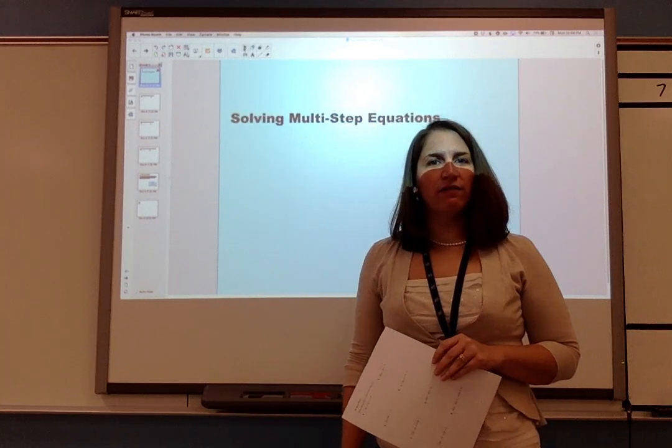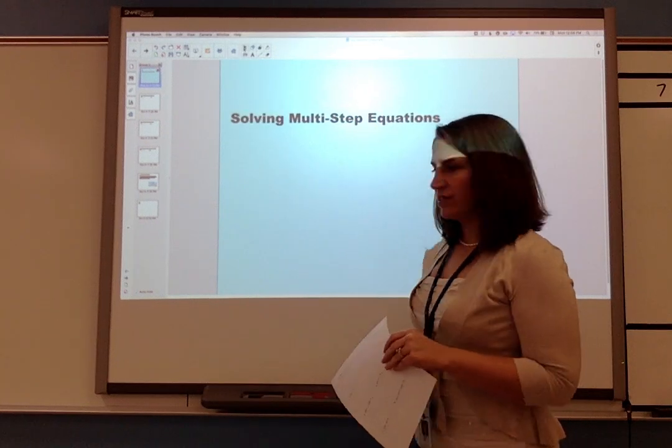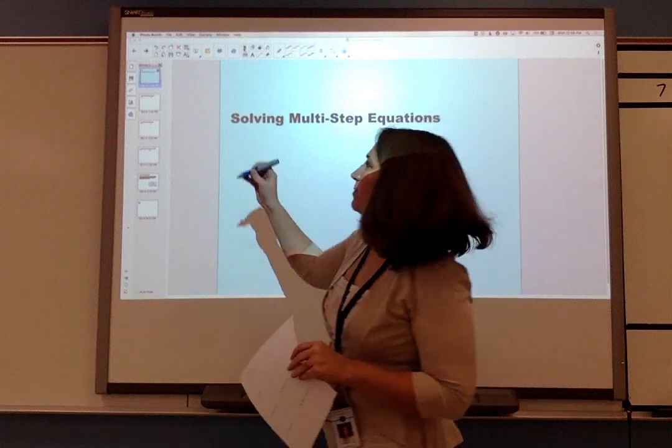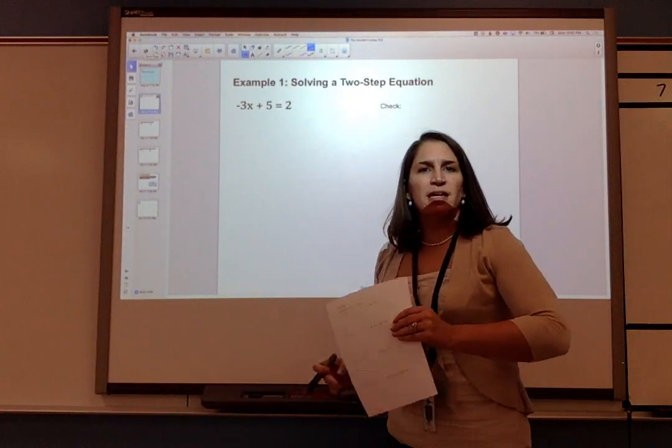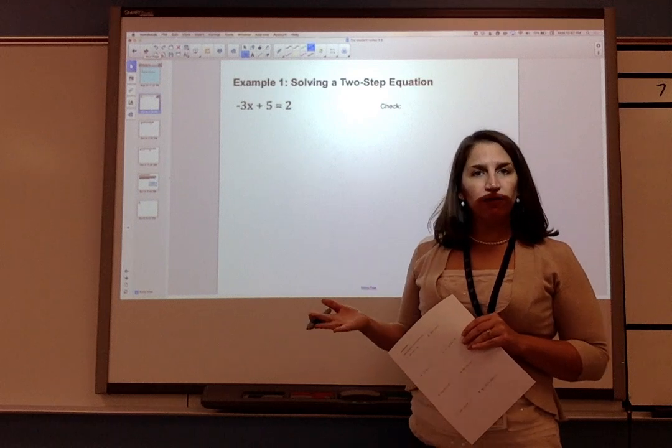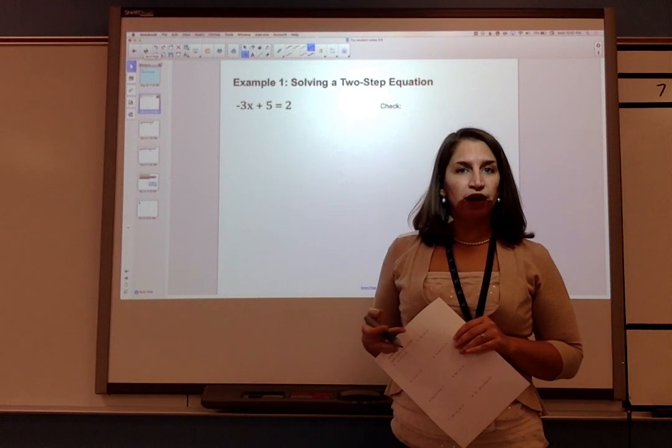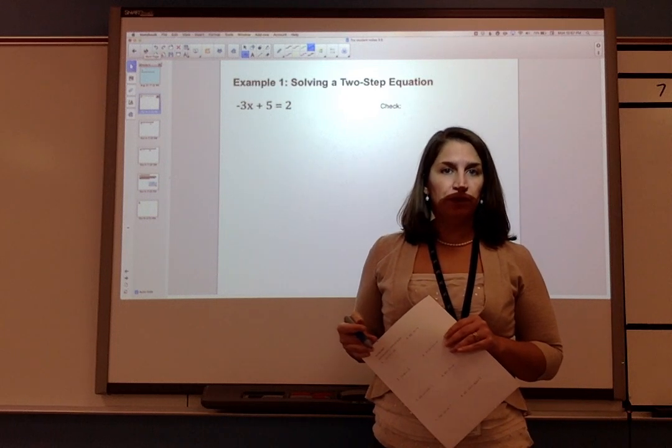Today's lesson is on solving multi-step equations. Let's look at some examples. In our first example, we have the equation negative 3x plus 5 equals 2.